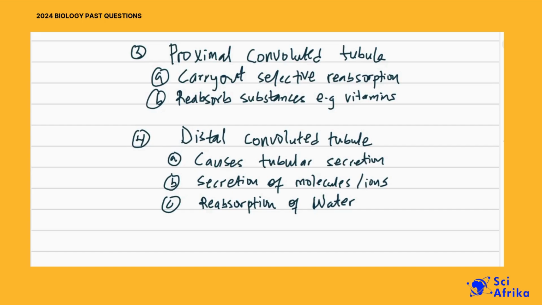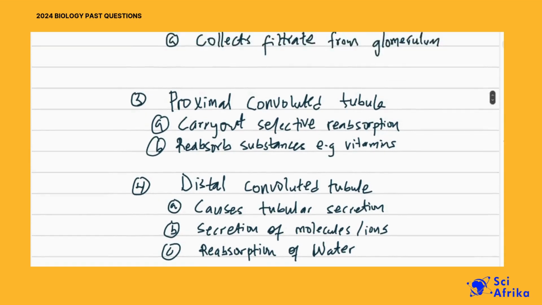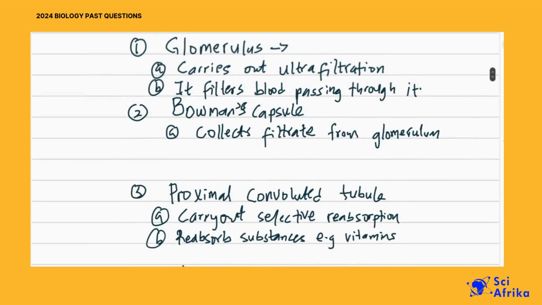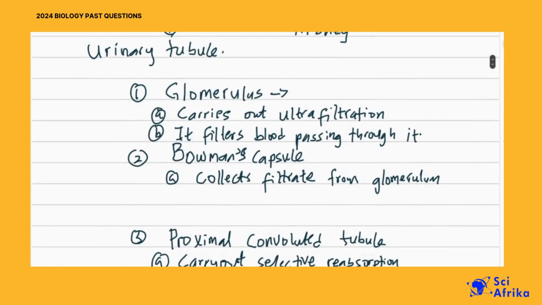Another thing it does is to ensure that water is reabsorbed, just like we have in the proximal tubule. The distal tubule also does some level of water reabsorption back into the body. So these are the functions of some parts of the urinary tubule or nephron.